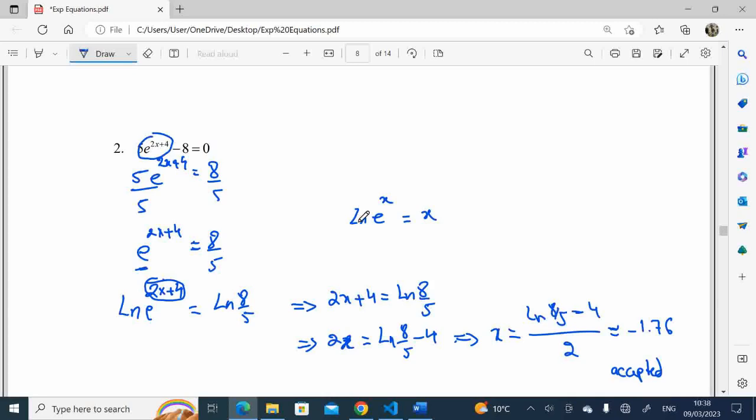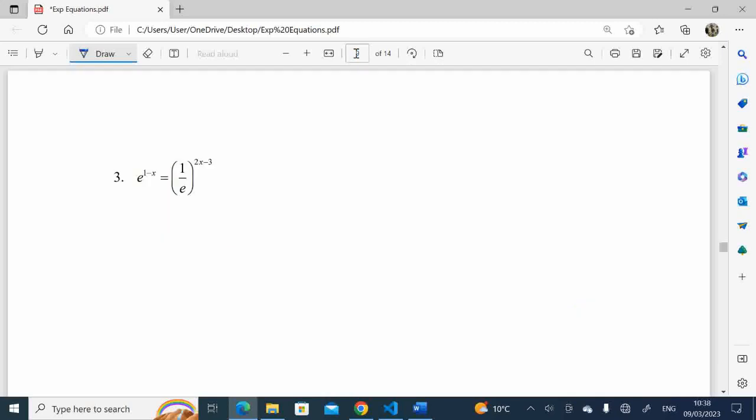Let's go to part 3. In part 3 we have e to the 1 minus x equal 1 over e to the power 2x minus 3. So in order to solve this exponential equation, we may first write this equation as e to the 1 minus x equal 1 over, or we may find the reciprocal of this.